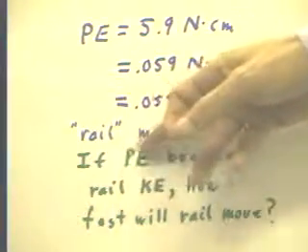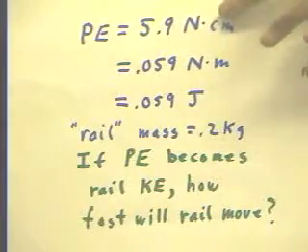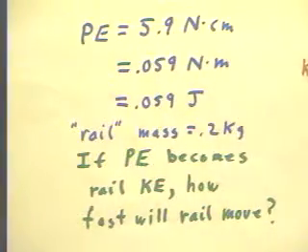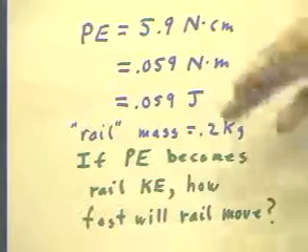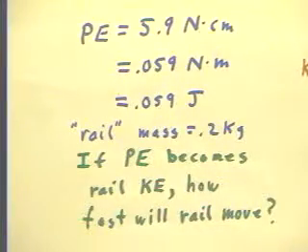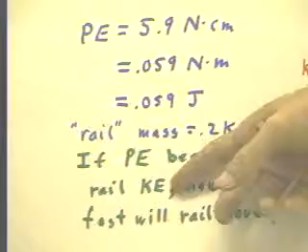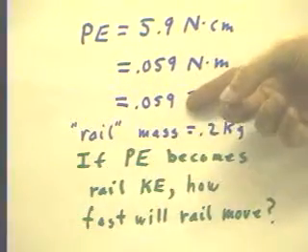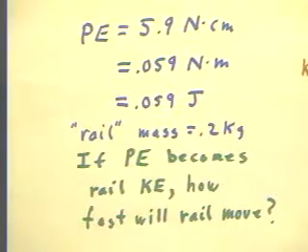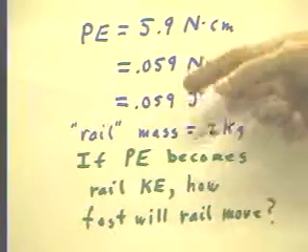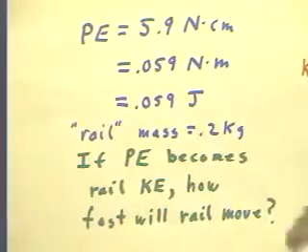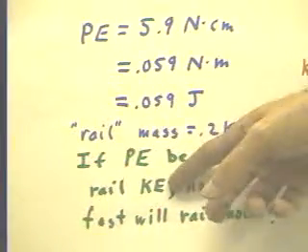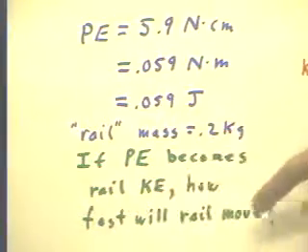Now, if the potential energy, the 5.9 Newton centimeters, 0.059 Newton meters, or 0.059 joules of potential energy that we stored in that rubber band, is hypothetically all transferred into kinetic energy. Now, that's not really going to happen. If we did 0.059 joules of work, probably 10% of that's going to go into thermal energy, and there will be some other losses due to friction and other things. But if all the potential energy becomes rail kinetic energy, how fast is the rail going to be moving?